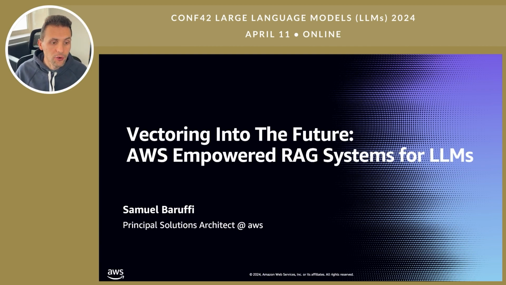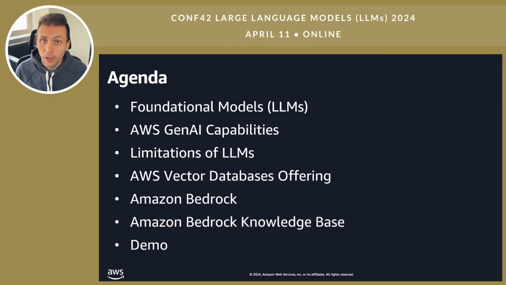So a quick agenda for today will be the following. We're going to quickly talk about what are foundational models, large language models. Then we're going to talk about some of the capabilities that are very easy and important to use when it comes to generative AI. Then we're going to talk about some limitations of those foundational models. Those models are amazing. It has revolutionized, and it's still revolutionizing many industries across the world, but they have limitations.